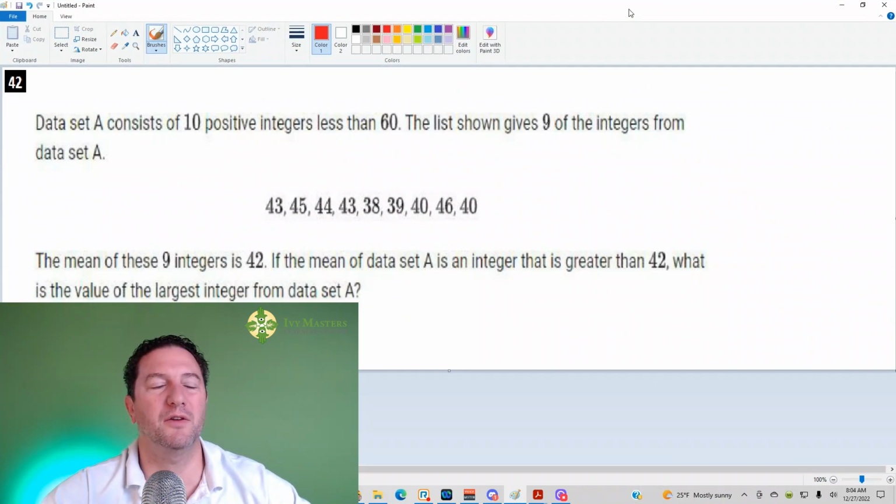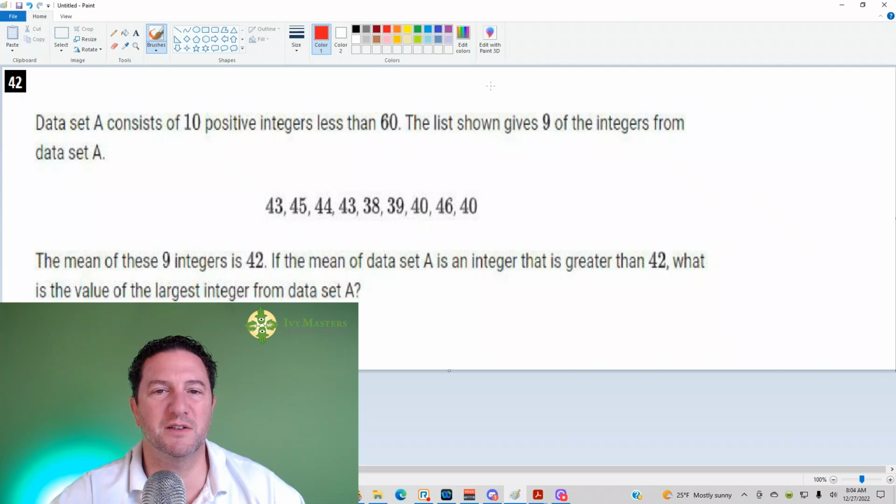And today we're going to look at the 42nd question from Digital SAT Test 1 Potato Version Math, which reads, Dataset A consists of 10 positive integers less than 60. The list shown gives 9 of the integers from dataset A. Then you've got your 9 integers.